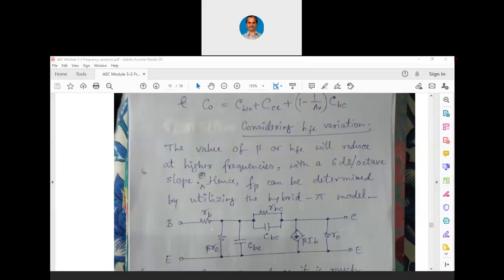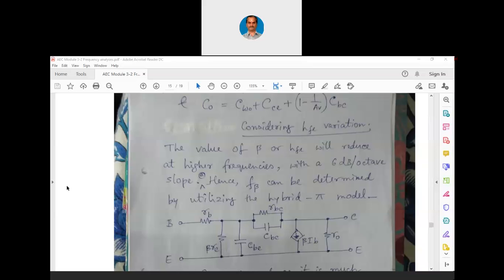For that, we have a hybrid pi model, just like we had a hybrid T model. No, sorry, hybrid pi model only. In the Ebers-Moll model or the T model, I had discussed the normal pi model only. Actually, till now, in this module, in the low frequency analysis before the Miller capacitance, we had discussed the hybrid model only.